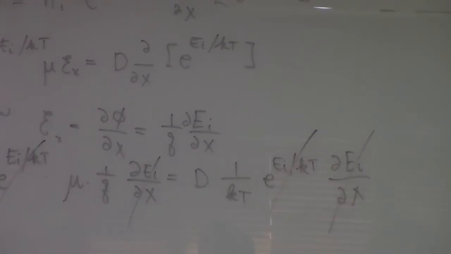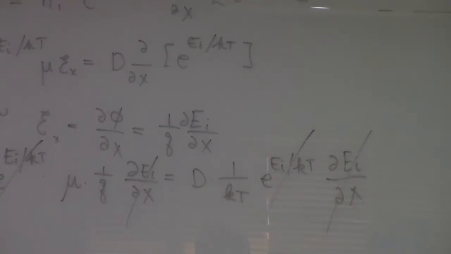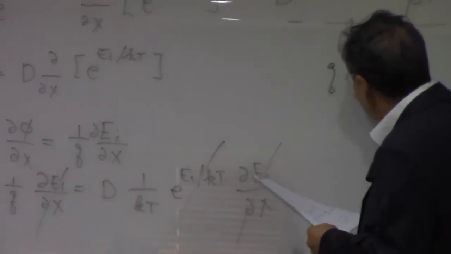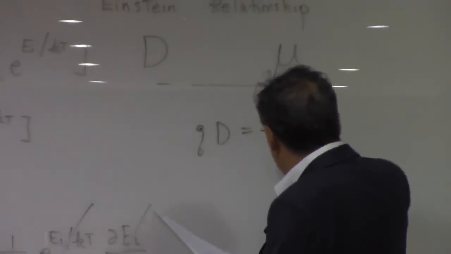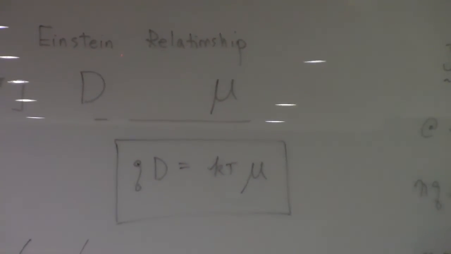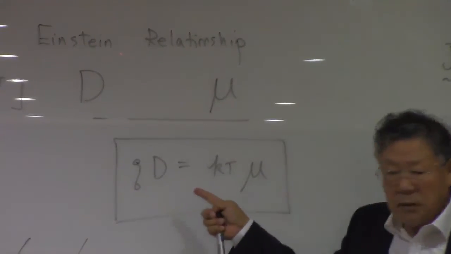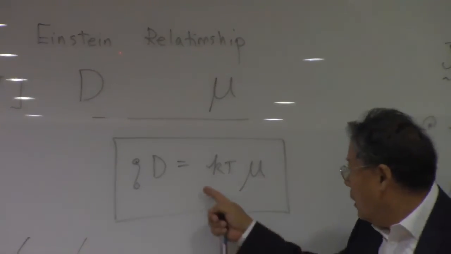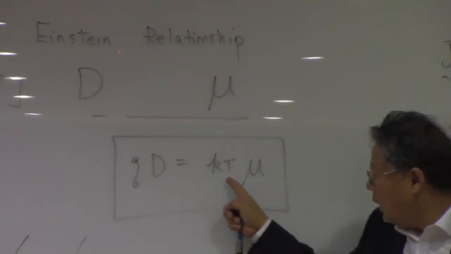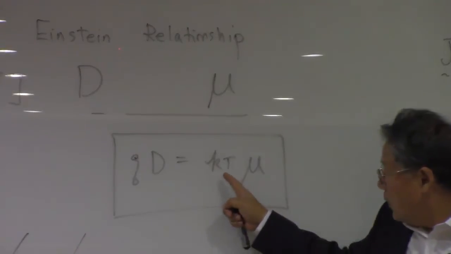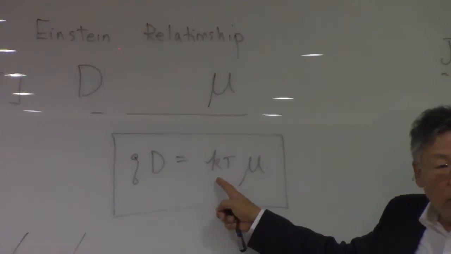Then we end up with the Einstein relation, which is going to be qD is going to be kT μ. That is the Einstein relation. So simple. If you multiply the diffusion coefficient with the charge each particle has, it's going to be, the kT is what? Thermal energy. Okay? This k is the Boltzmann constant.